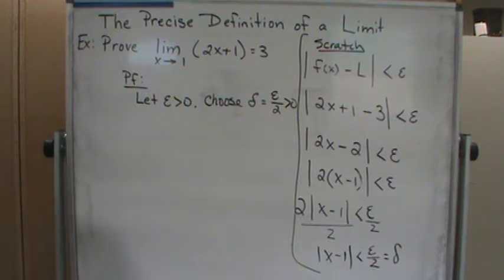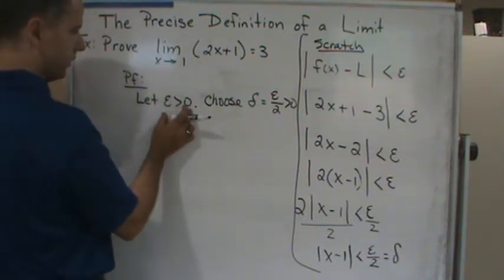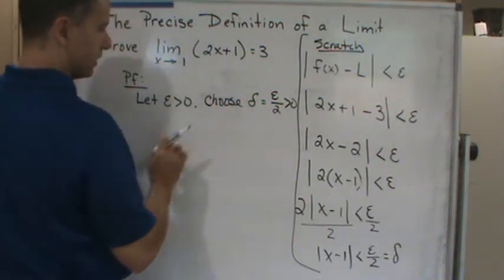Right? And so now, where do we go from here? Now, this is where it all basically just falls apart and goes in line. Now, here's what we're going to do. Here's where the if part comes in, right? So we let epsilon be greater than 0. We choose delta to be this, right?